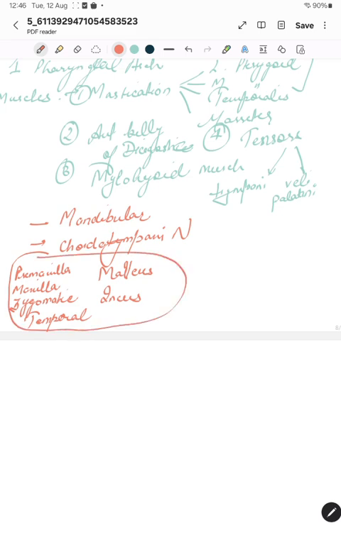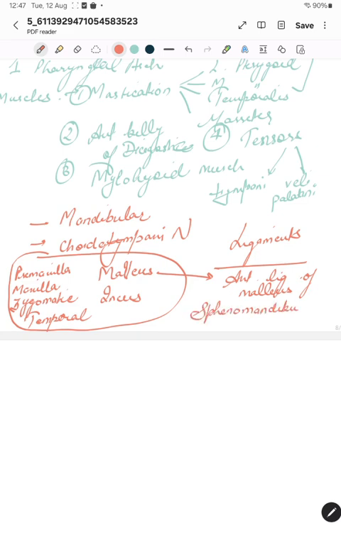Then the ligaments. The ligaments are the anterior ligament of malleus, and the second one is the sphenomandibular ligament. There will be a term known as Meckel's cartilage. If this term comes, it is related to the first arch, Meckel's cartilage.